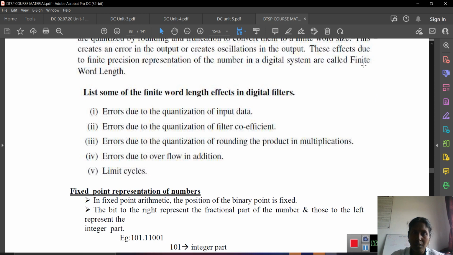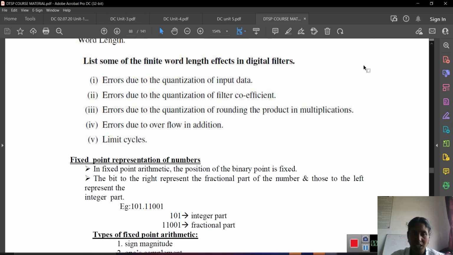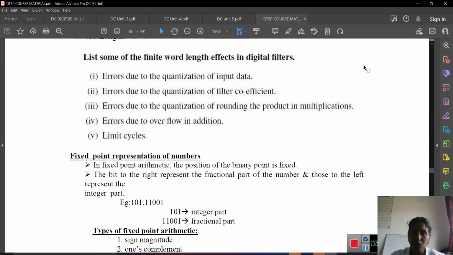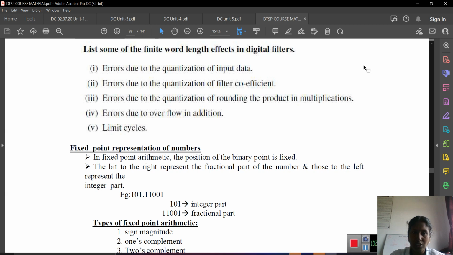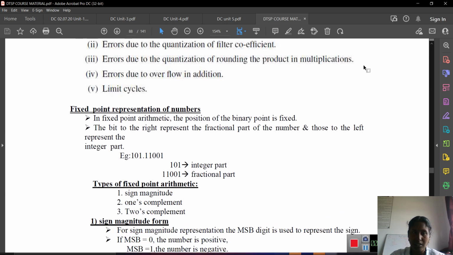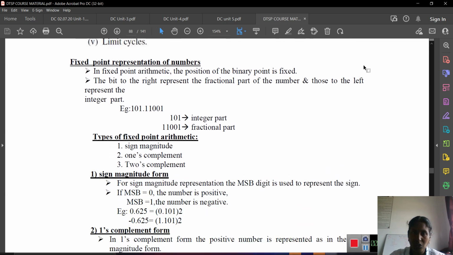Here we list some of the finite word length effects in digital filters: errors due to quantization of input data, errors due to the quantization of filter coefficients, errors due to rounding of the product in multiplications, error due to overflow in addition, and finally limit cycles. Then fixed point representation of numbers.